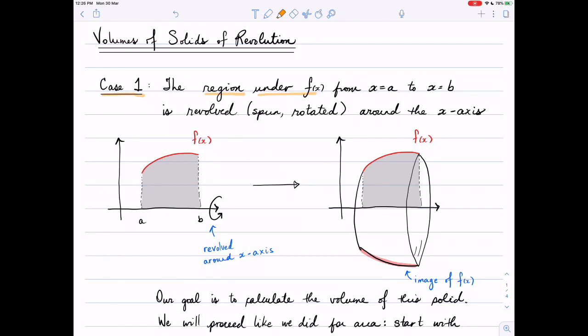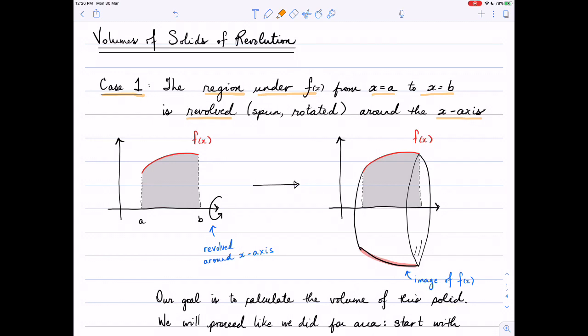of x from x equals a to x equals b and revolving it or spinning it or rotating it, call it what you want, around the x-axis. So that's a very, very specific situation. There's going to be more cases later, more complicated cases in geometries, but we're going to look at this very, very simple case first. So let's take a look at our region here.